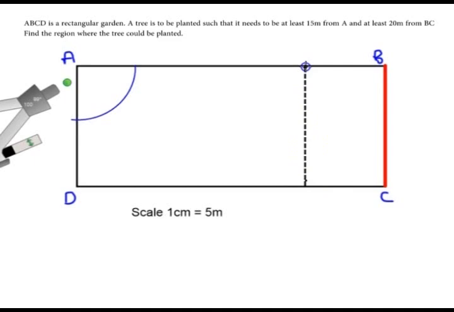So this line represents all points that are 20 meters from the line BC. This is the closest the tree can be from BC. And so we need all points on that line and beyond, but not beyond the arc. So the tree can be planted anywhere in this region.